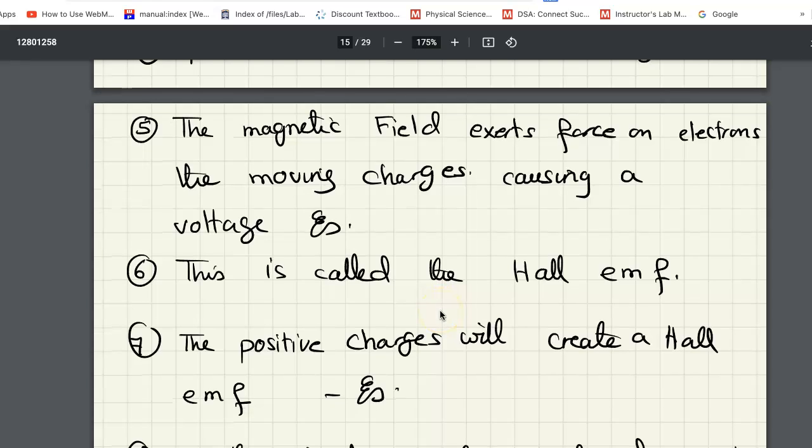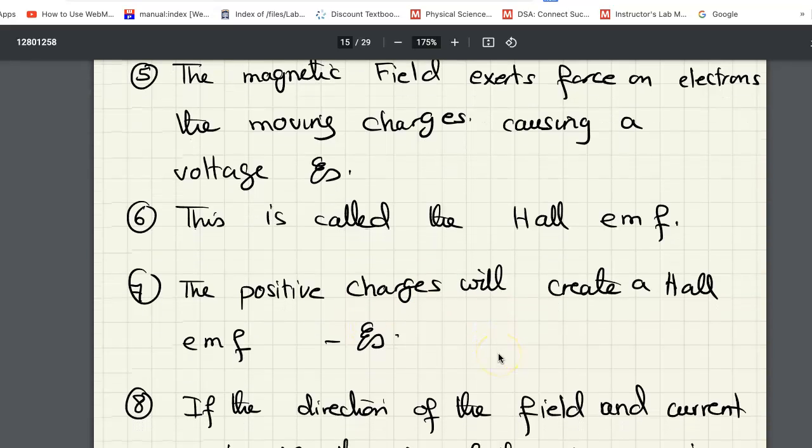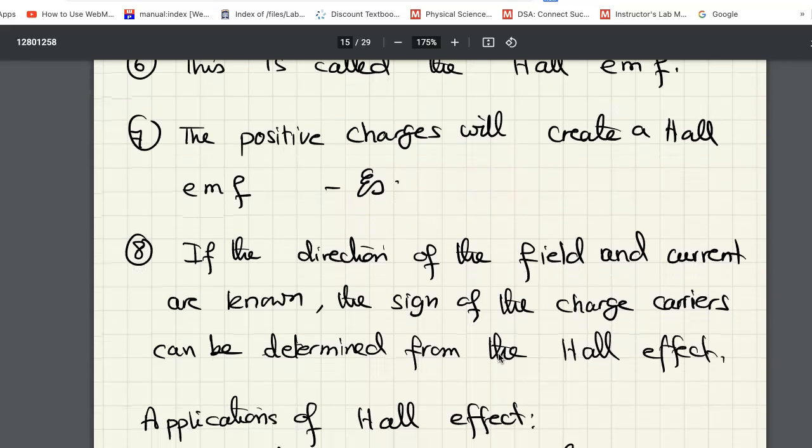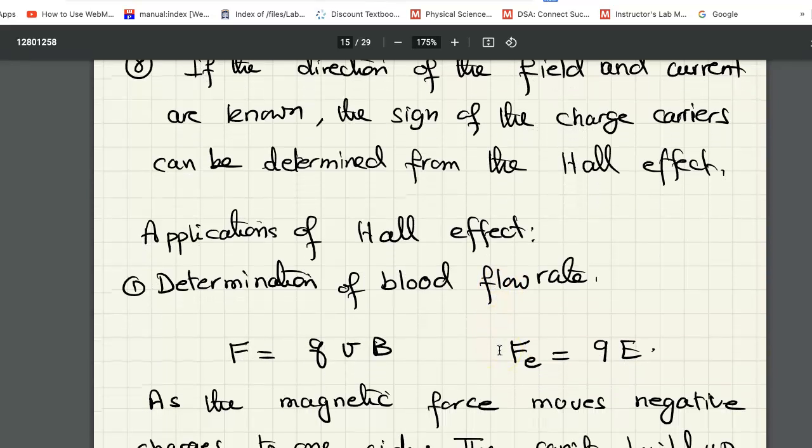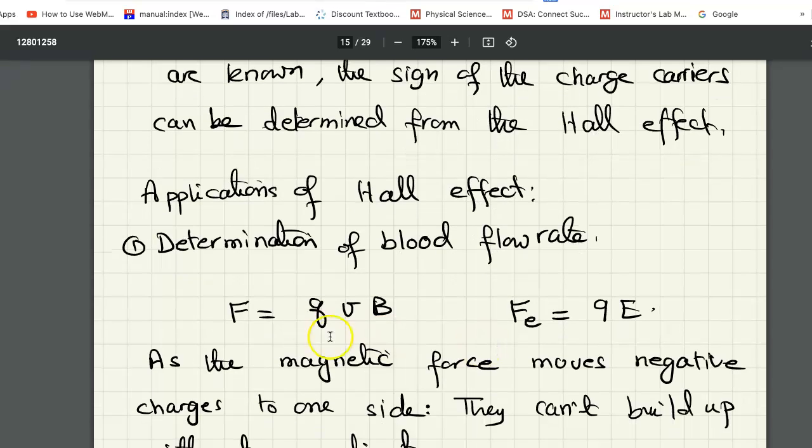This is called the Hall EMF, and if we consider the positive charges, it will create a Hall EMF of negative E. Now, if we know the direction of the field and the current, we can find the sign of the charge carriers in these types of conductors. One of the most important applications of the Hall effect is the determination of blood flow rate. We can use the Hall effect to determine that.